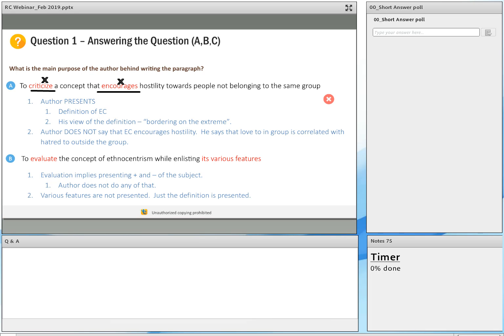So for me, when I reject choice B, I rarely say I'm going to go back to choice B. The evaluation part is completely wrong. And because of this, I'm going to reject choice B. Now, some of you are saying, what are the things that are listed over here? Aren't those the various features? Okay. Let me just get the passage.